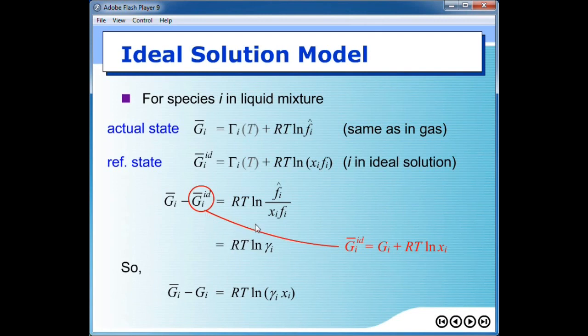And then if you take the equation derived for ideal solution and plug this in here, you get a similar equation on the left-hand side as what we derived when we chose pure species as the reference state. But on the right-hand side, it will be a function of the activity coefficient. This equation will be used later in many applications.